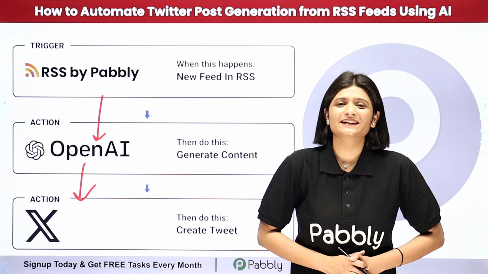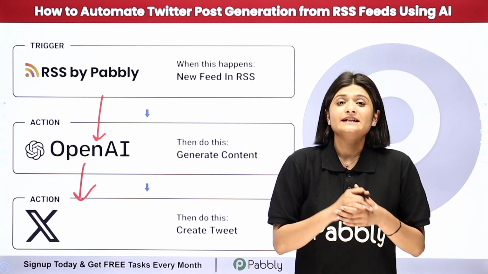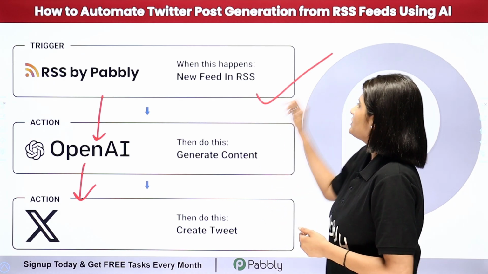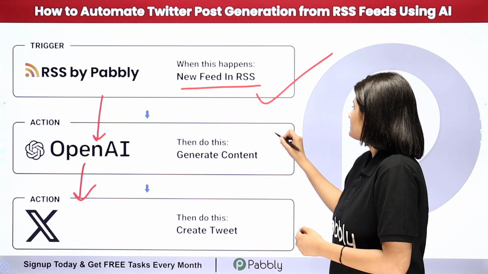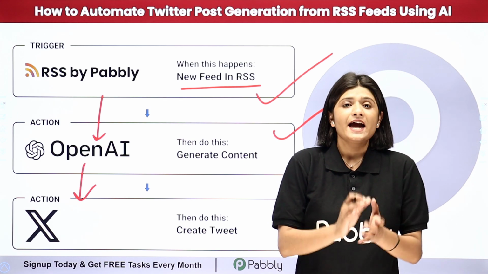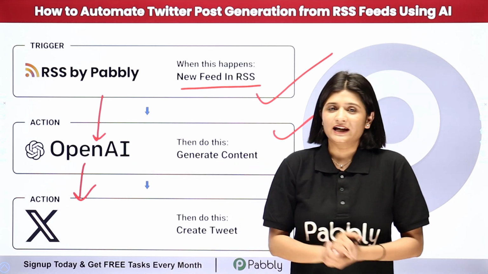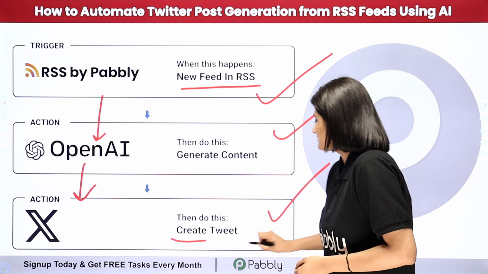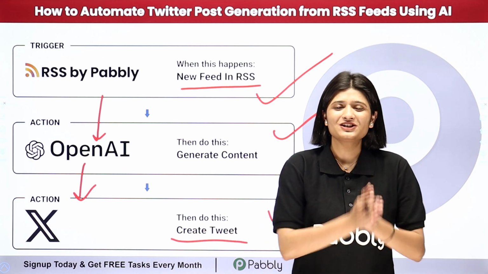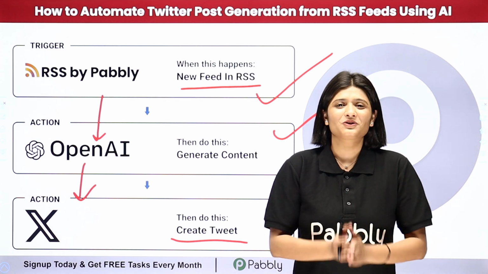With the help of Pabbly Connect, I am going to build this connection in such a way that whenever there will be a new feed in my RSS, content will be automatically generated with the help of my AI agent. Here I am going to use OpenAI as my AI agent, and then this will be automatically created as a tweet in my Twitter. Now if you want to learn this amazing automation step by step, then let me take you all to my screen.